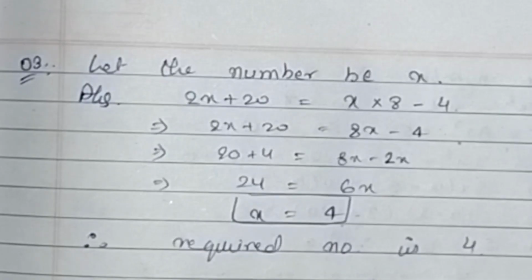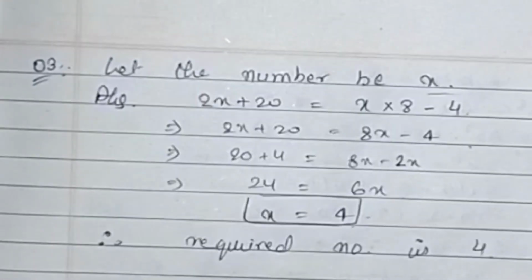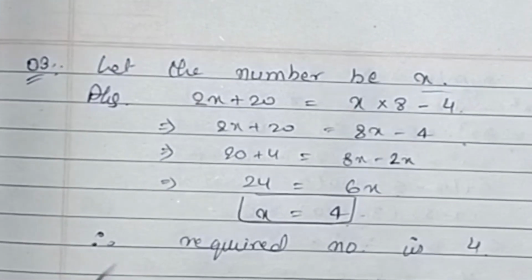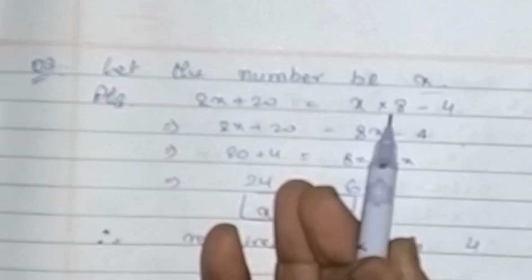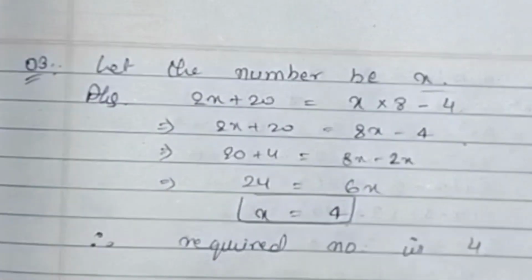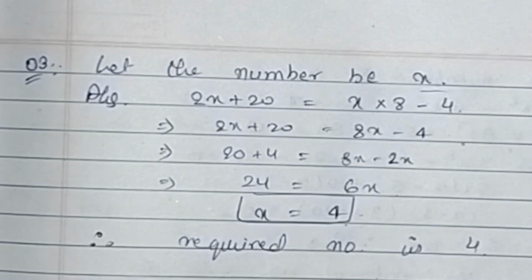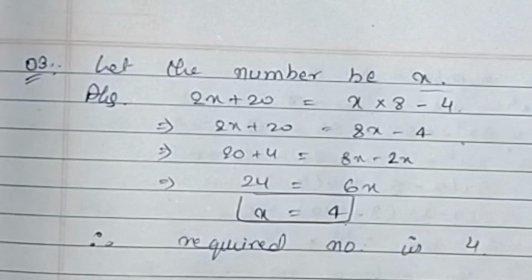But first we have to assume that number, because if we have to multiply, double, add or subtract that number, we need the number itself. So we will assume that number could be A, B, C, D or X, Y, Z, anything. For this question, I have assumed that number would be X. After that, according to the question, I have formed an equation, which is 2x plus 20 is equal to x multiplied by 8 minus 4. Why? Because the question says that doubling that number and adding 20 will give the same result as multiplying by 8 and subtracting 4 from that product.